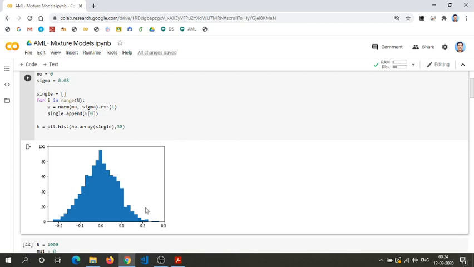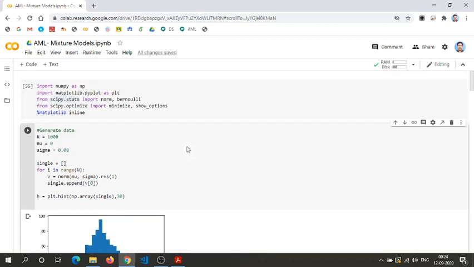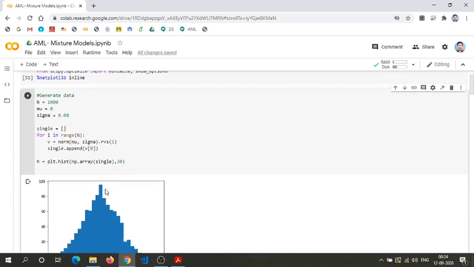Here there is no hidden variable that is going to control the visible variable. Here we have only one visible variable and that variable is being controlled by these two parameters.